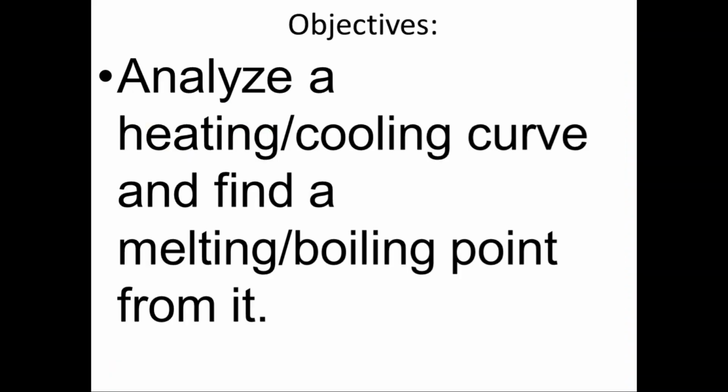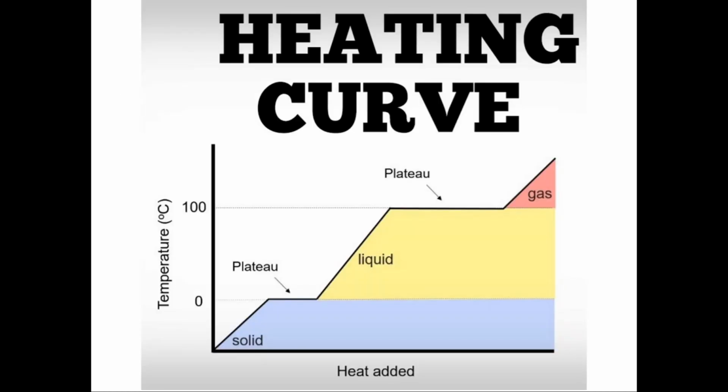Today, our objective is to analyze a heating or cooling curve and find a melting or boiling point from it. So, this is what a basic heating curve looks like. Here, you have heat being added, and as heat is being added, the substance starts from solid, and then it plateaus where the temperature is no longer increasing. Then it changes to liquid, and it plateaus again where the temperature no longer increases, and then it goes into a gaseous state. Here I have this video for you to watch that goes more in detail.